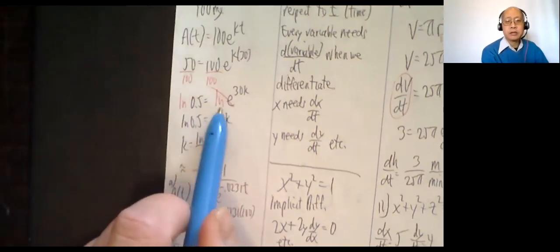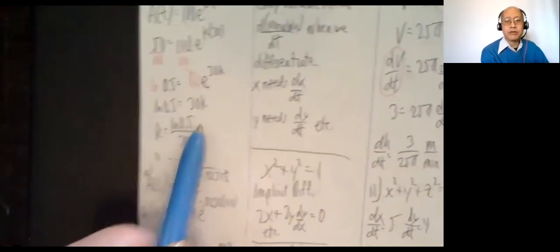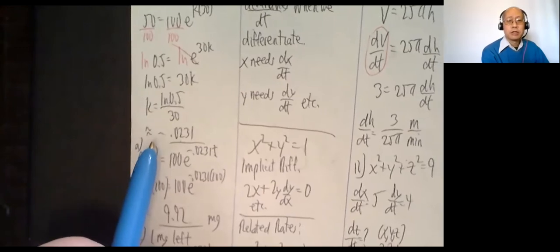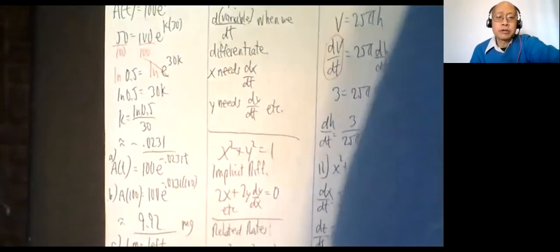Cancel the ln's. ln 0.5 is 30k. Divide by 30. k is ln 0.5 divided by 30, which is about negative 0.0231. And let me show it to you again.